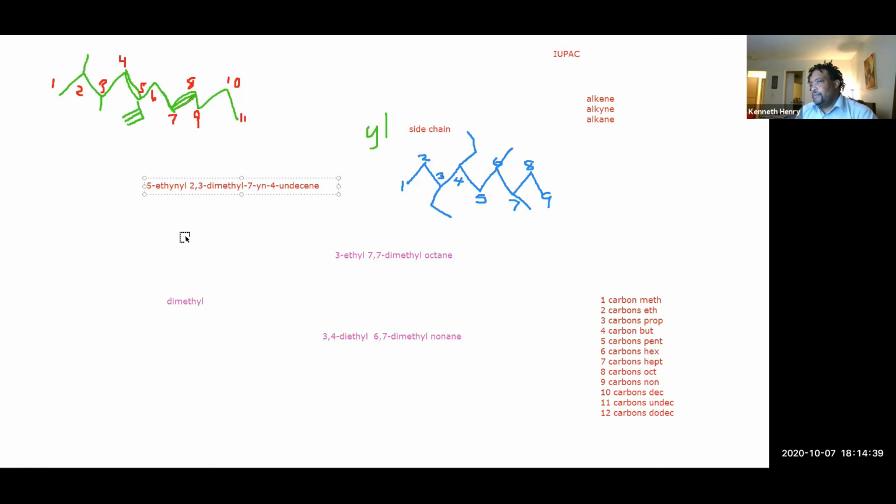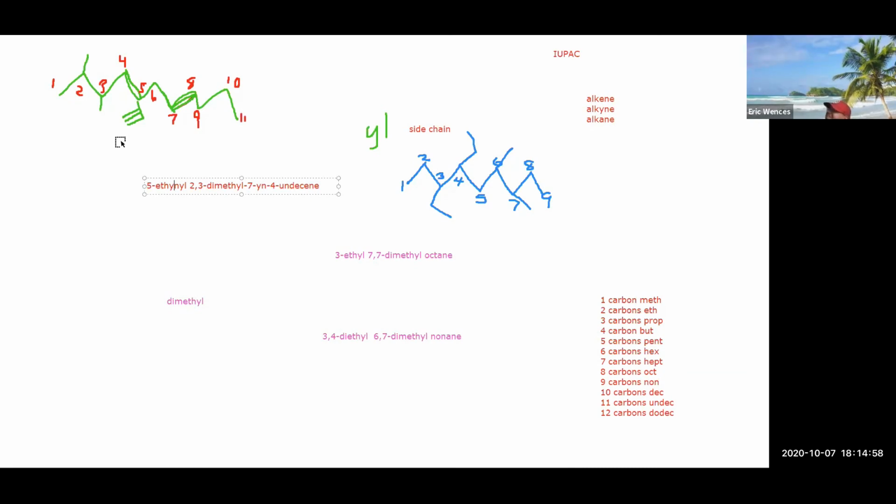Wait, what? Now I have a triple bond, right, because of the alkyne. Yes. Okay, I'm getting it. So there's a little logic to the craziness.